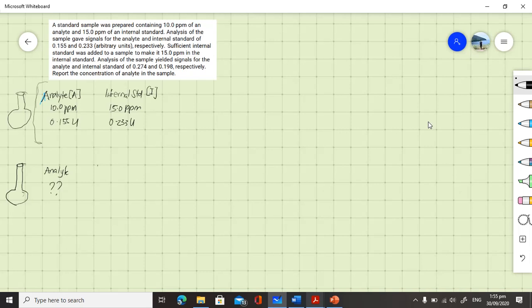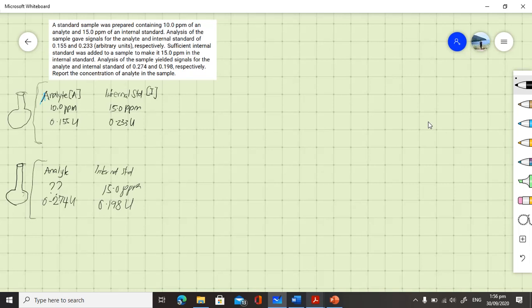And so, the internal standard here is still 15 ppm. And then, this gave you a reading of 0.274 for the sample and 0.198 units for the internal standard. Okay, so this is again in one flask, the analyte and the internal standard.